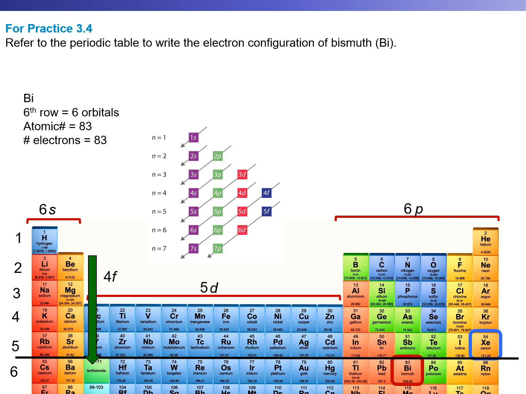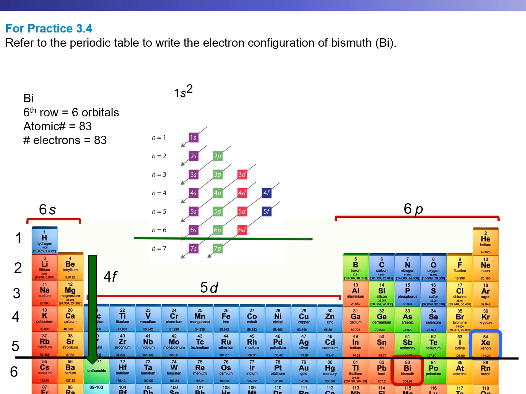All right, so we know that everything is full up until the 5s, and that we're going to stop right here with the 6th orbital. So we know we're going to populate 6s and 6p, but we don't have anything in 6d. So we're going to stop at 6p because our bismuth is located in the p section of row 6. All right, let's get started.